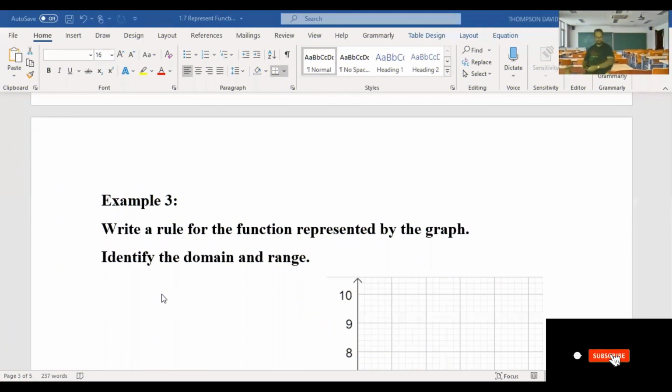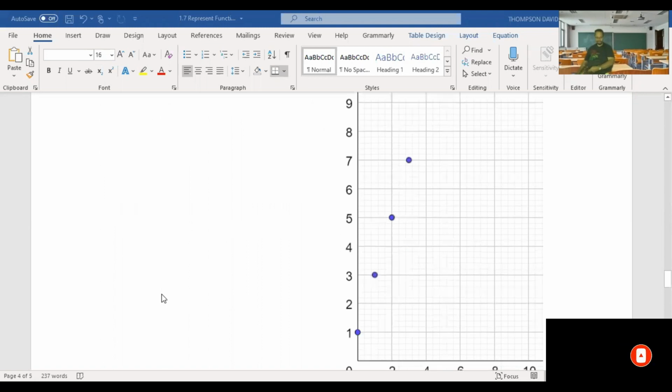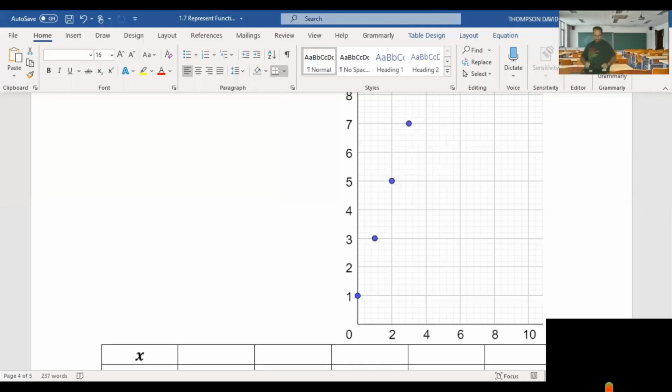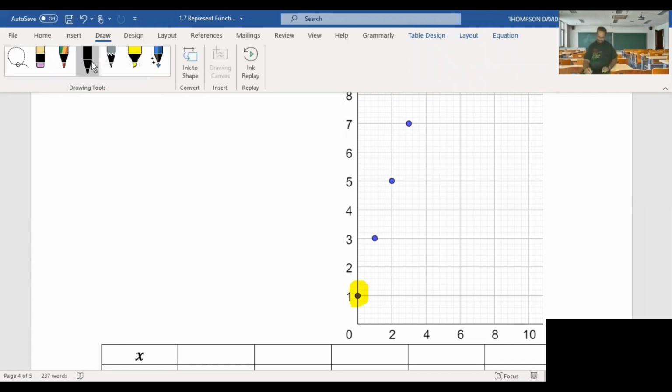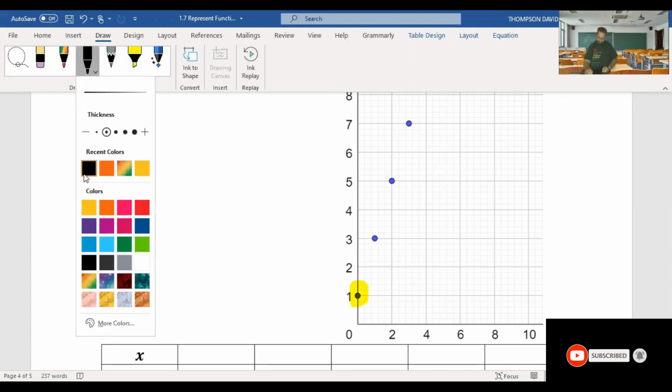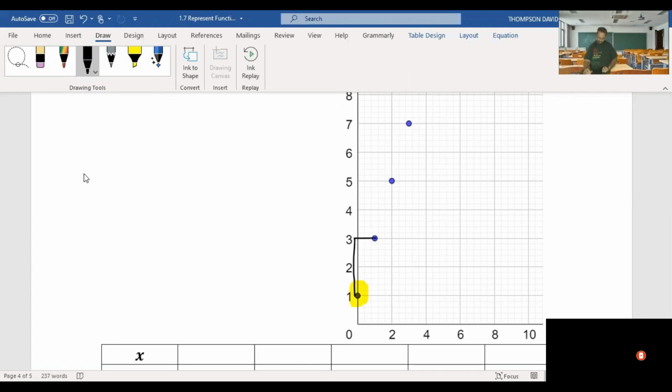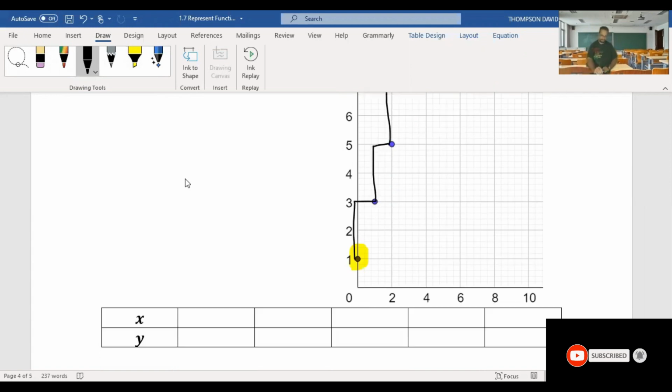Example 3. Write a rule for the function represented by the graph. Identify the domain and the range. So if we look at our graph, we can see we have a y-intercept of 1. And if we use our slope to get from point to point, we can see we go up 2 over 1, up 2 over 1, up 2 over 1. So our equation just becomes y equals 2x plus 1.